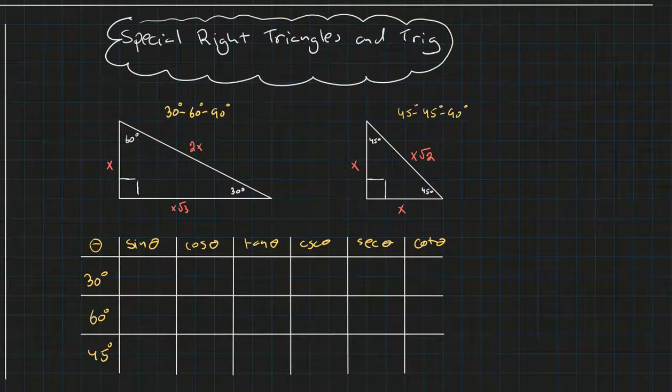All right. So with that, here are the properties of special right triangles, and with that, our goal is to find the trig ratios.